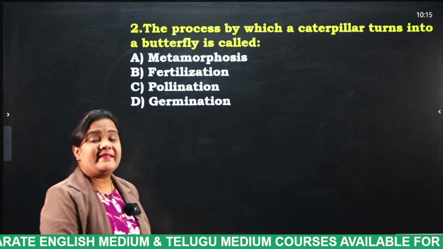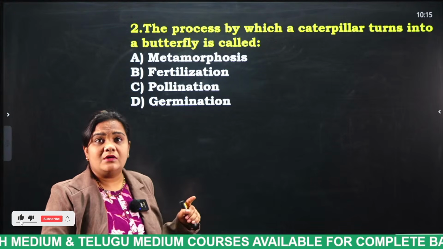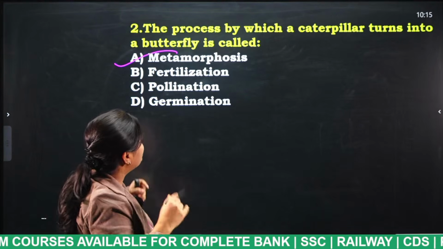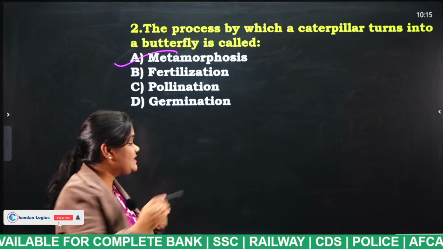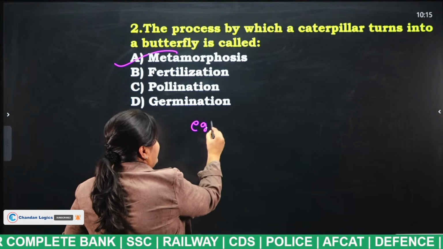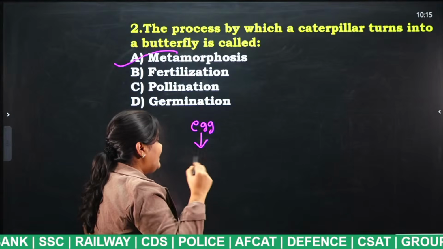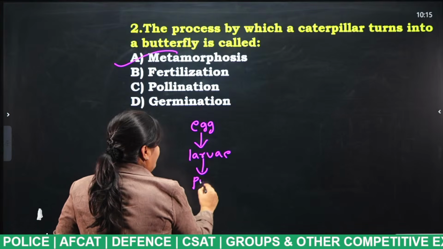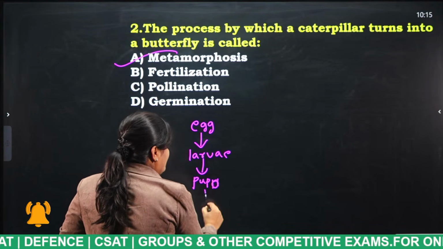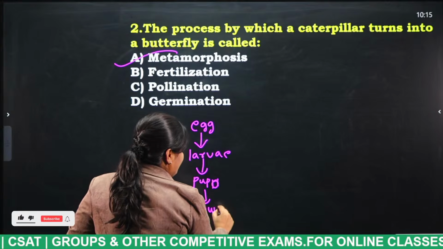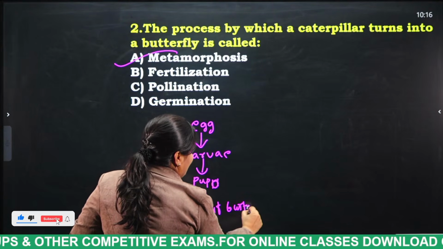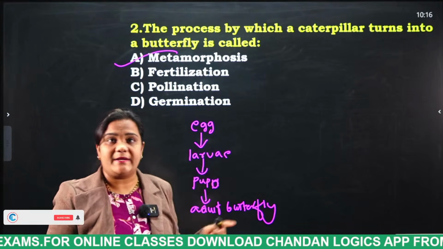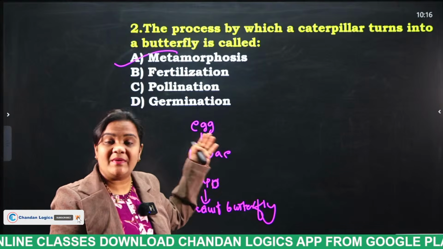Very important. What is the answer? Not fertilization, it is metamorphosis. So what are the stages of this butterfly, students? At first the butterfly will be in the form of an egg. Then it develops into larva. Then it develops into pupa. And finally it becomes an adult butterfly. These are the stages of the butterfly. And this complete process we call metamorphosis. Very important. So today we have come up with some new words.